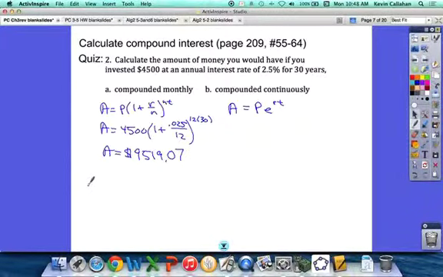Right. This one would have been 4,500 e to the 0.025 times 30. More people got that right than got the first one right. $9,526 and 50 cents.